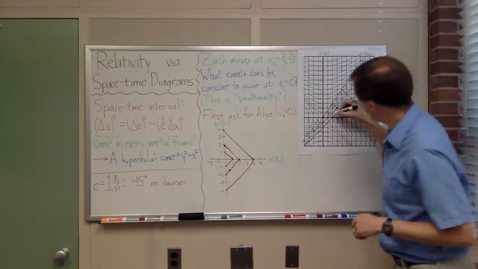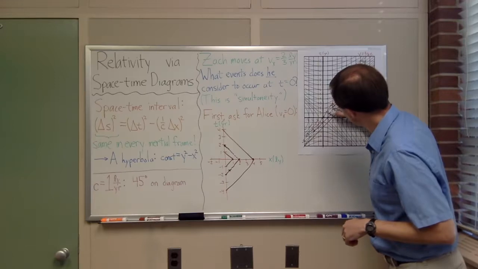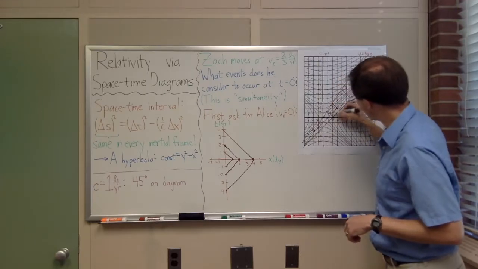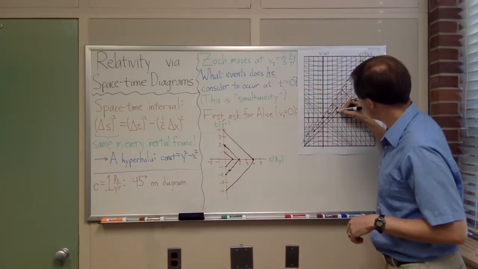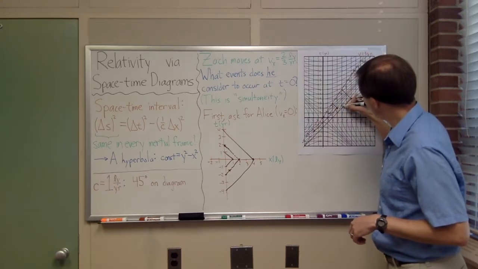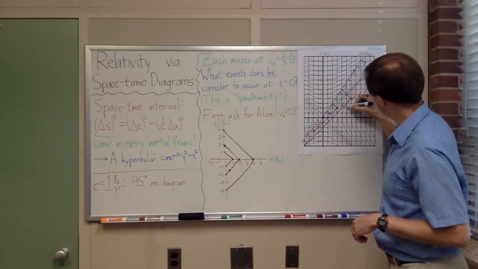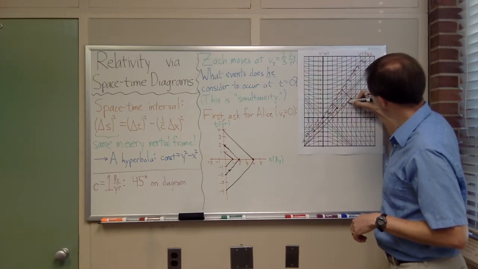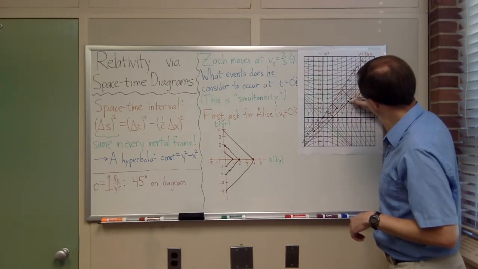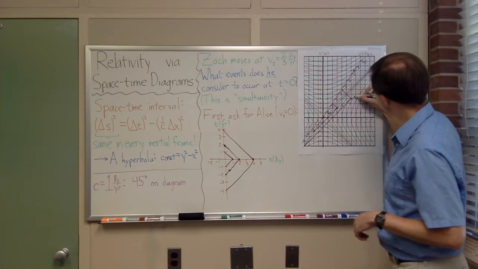year along. So here, for example, would be 1 light year. Here, where it crosses the 2 hyperbola, would be 2 light years. Here would be 3 light years. The 4 light year hyperbola crosses this dashed line here. There's 4 light years. You get the idea.